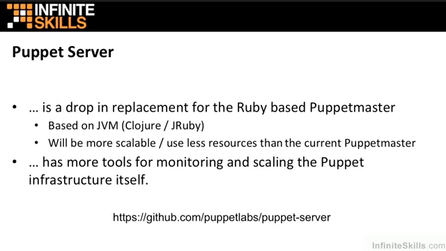You can find a bit more information on the Puppet Server by visiting its development page at GitHub. So github.com/puppetlabs/puppet-server. On that page, you'll find a little bit of information about the server itself, the status of the server at this present point in time, and some documentation on how to use the server and some of the differences between operating the Ruby-based Puppet Master and the Java Virtual Machine-based Puppet Server.